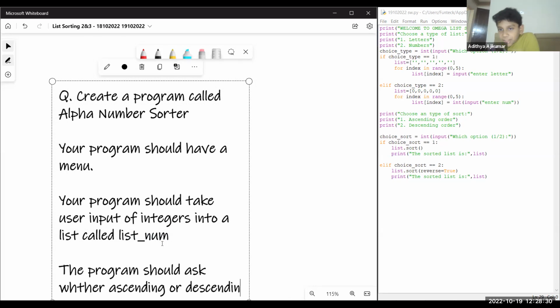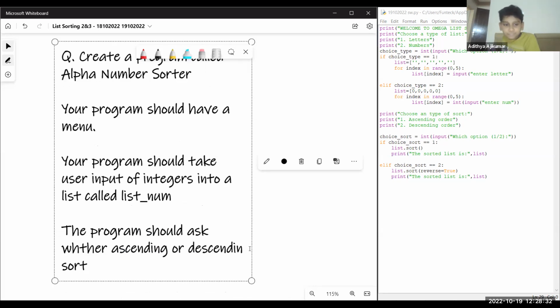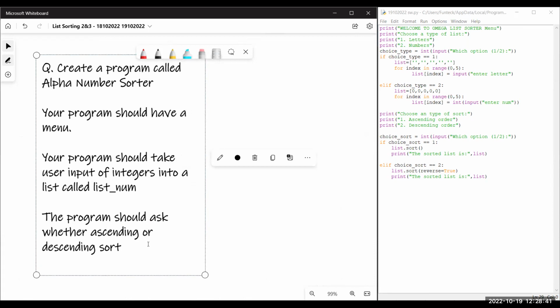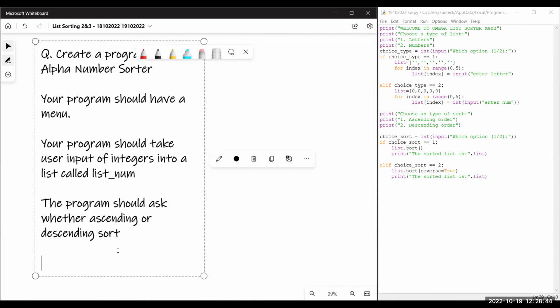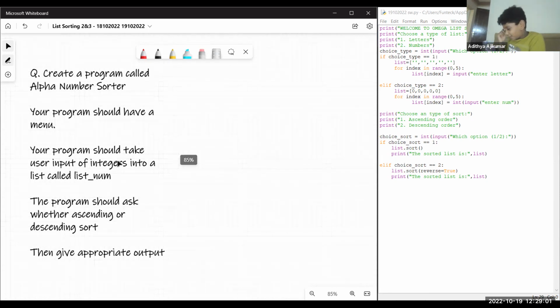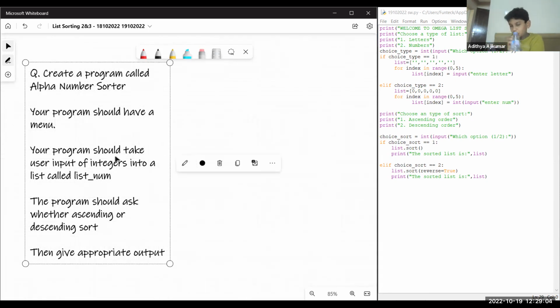So it's basically the same thing, but we don't have to ask the user if the person wants to sort letters or numbers. Yes, it's a number sorter. And the program should ask whether ascending or descending order, then give appropriate output. Wait, that means a lot of the code will be cut down. Give me a second. I need to think of which code will be cut down. Right, so it won't be the same code. I can't give you the same answer, but it is called alpha number sorter.